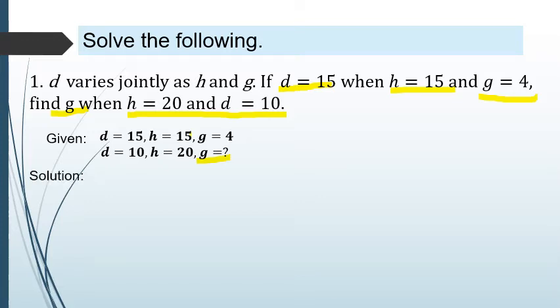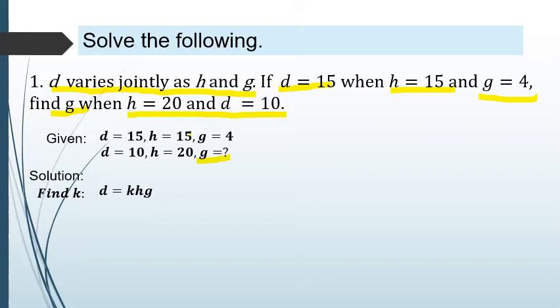So, for the solution, kailangan kunin natin ang value ng K. Pero bago natin makuha ang value ng constant, etong statement na ito, kailangan natin isulat into mathematical equation. D varies jointly as H and G. So, paano natin yan isusulat into mathematical equation?